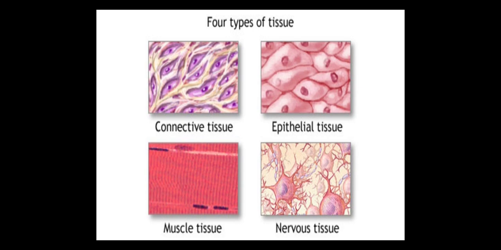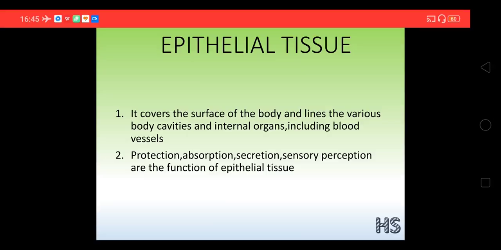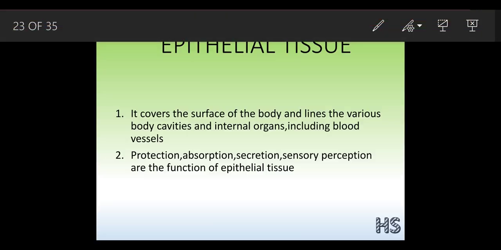These are the four different types of tissues. As we can see here, that's connective tissue, epithelial tissue, muscle tissue, and nervous tissue. So basically these are the four different structures of tissue. So let's begin with the first tissue, that is the epithelial tissue. Okay, so first understand the word epithelial.